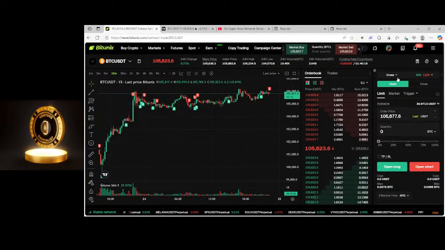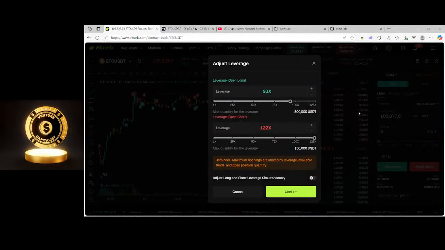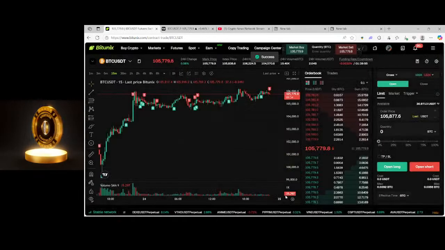First thing is, you make sure it's on cross, right? Yeah, it's on cross. You're talking about the leverage, right? Cross, it's on cross. And then you have the top one, which is the long leverage. We're going to put this at 100. The bottom one is the short leverage. We have 122. We're going to confirm that.